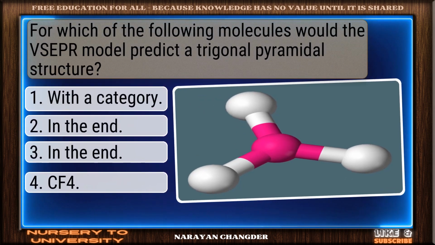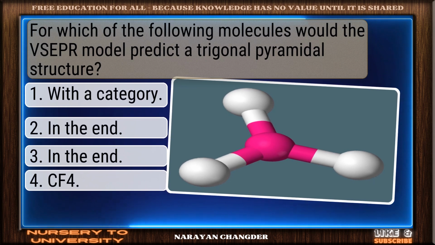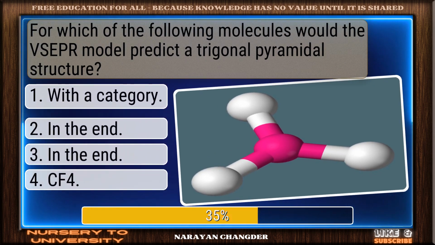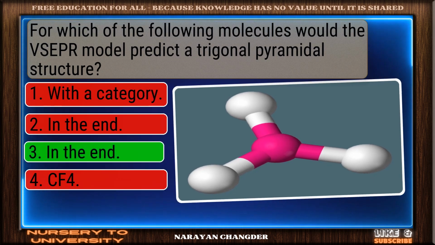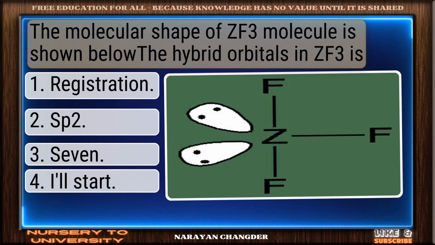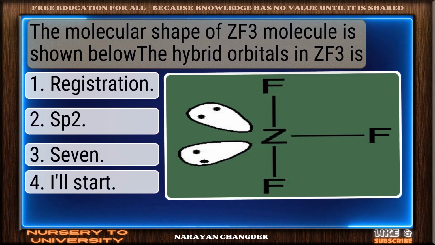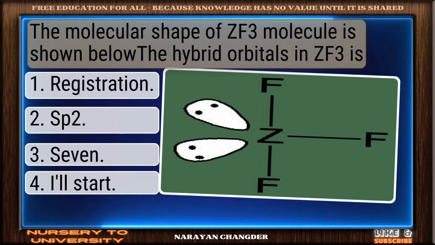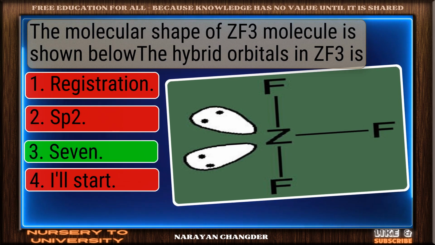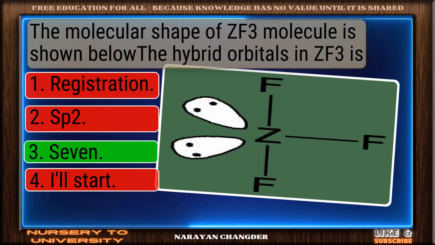For which of the following molecules would the VSEPR model predict a trigonal pyramidal structure? Perfect. NH3 is the correct choice. The molecular shape of the ZF3 molecule is shown below. The hybrid orbitals in ZF3 are... Smart pick. 7 is the correct choice.